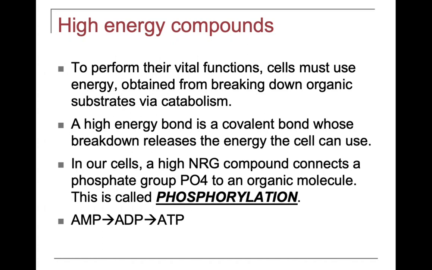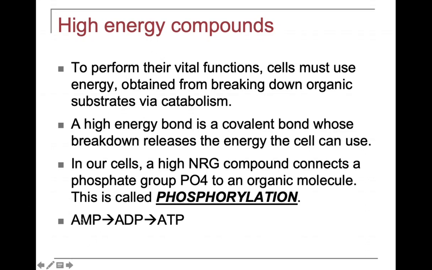To perform their vital functions, cells must use energy obtained from breaking down organic substrates. When you're breaking things down, that's catabolism. A high energy bond is the covalent bond whose breakdown, remember I said when you break down bonds, you release energy for the cell to use. And in our cells, a high energy compound connects a phosphate group to an organic molecule. Each time you add a phosphate group, that's called phosphorylation.